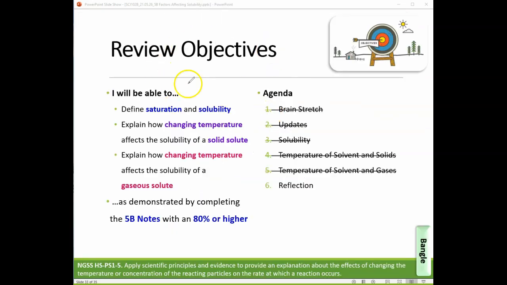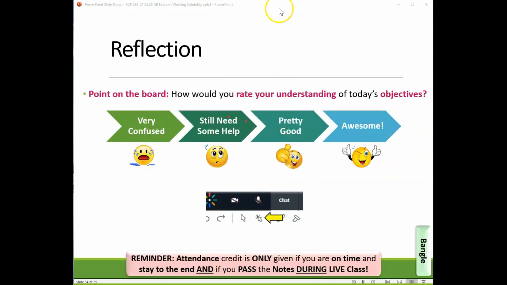All right, so today we talked about saturation versus solubility. Remember, saturation is a description, whereas solubility is a number. We talked about how increasing temperature also increases solubility of a solid solute because there's more energy to break apart that solute, whereas increasing temperature for a gaseous solute actually decreases a gaseous solute's solubility because now that gaseous solute can actually escape. All right, this is going to be the objectives for today. So go ahead and pause the video and think about how would you rate your understanding today.